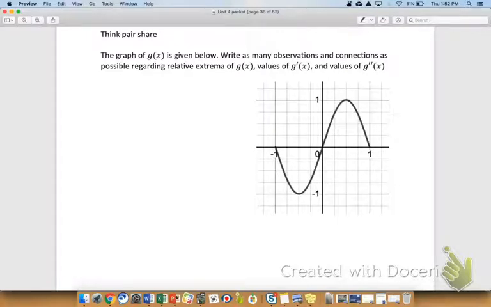Hey, please pair up if you haven't already. We're gonna bring ideas about what's going on. Relative schema of G related with G prime and G double prime.